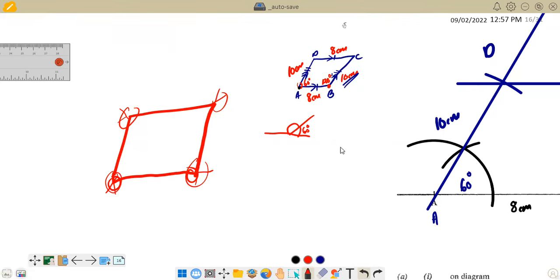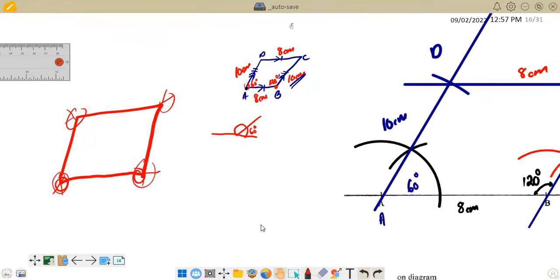Okay, so it auto saves after some time. That is why it takes time, guys. So sorry for that. After some time it auto saves.